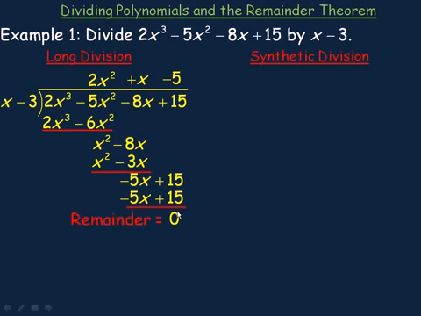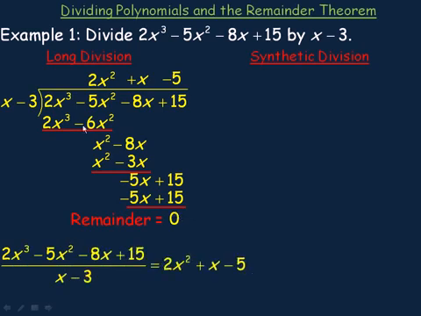And so the division statement would look like this. We divided this cubic polynomial, third degree polynomial, by x minus 3, and our answer, our quotient, is 2x squared plus x minus 5. There is no remainder here, or the remainder is 0, so we don't have to worry about including a remainder here.